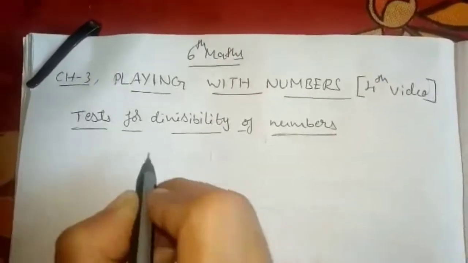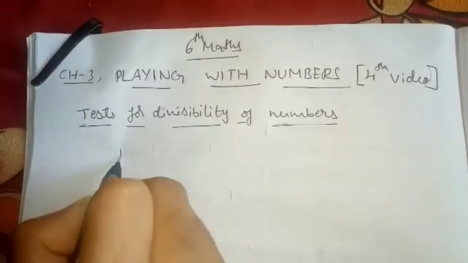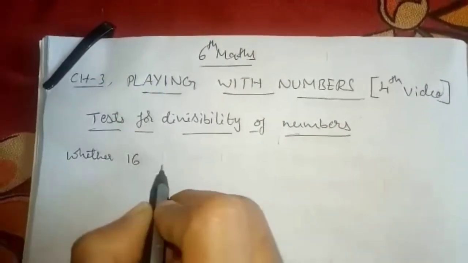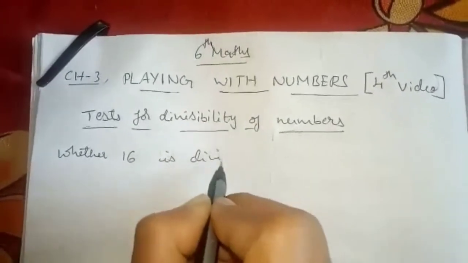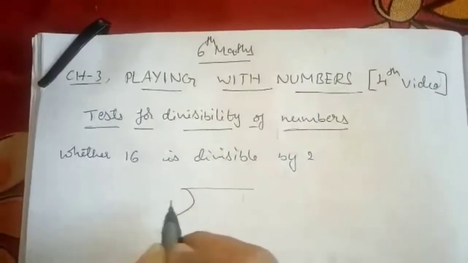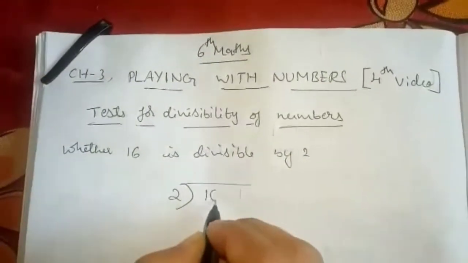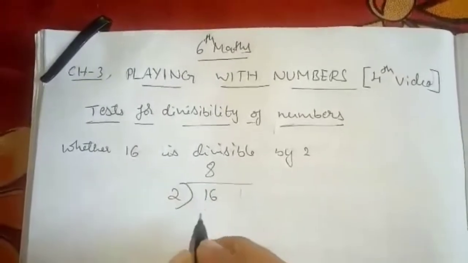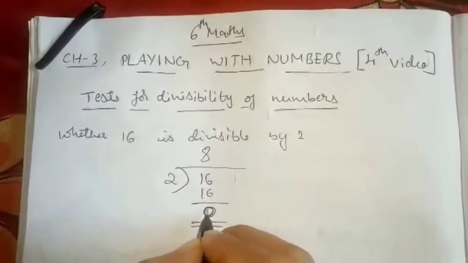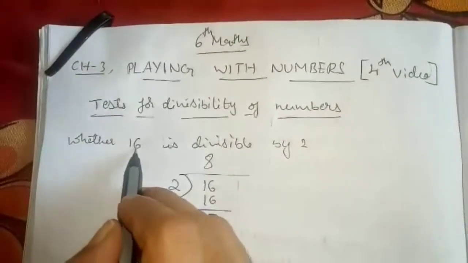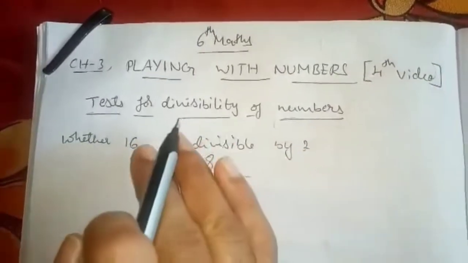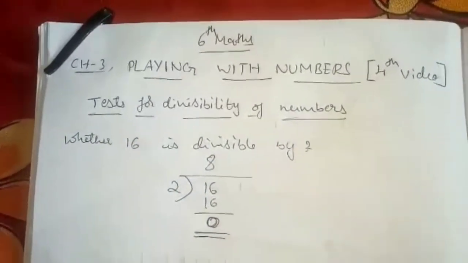For example, if I ask whether 16 is divisible by 2, it means you will do the division. 2 and 16. 2 how much is 16? 2 8s are 16. So the remainder becomes 0. So if the remainder becomes 0, then we can say that 16 is divisible by 2. So 2 divides 16. 2 perfectly divides 16.